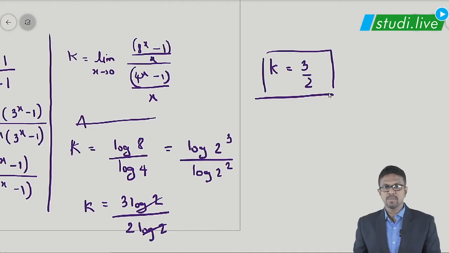So this was quite an easy question. It wasn't that difficult at all. So we were getting the value of k to be equal to 3 by 2. So hopefully this question is also clearly understood by everyone. Let us now go to the next question.